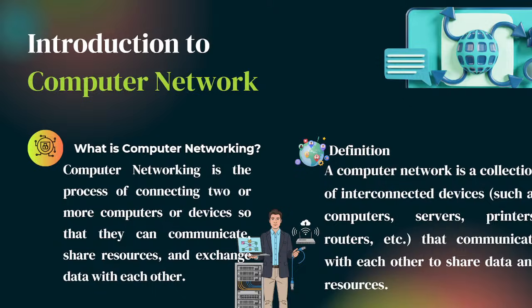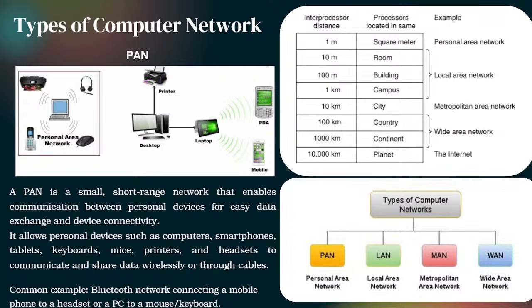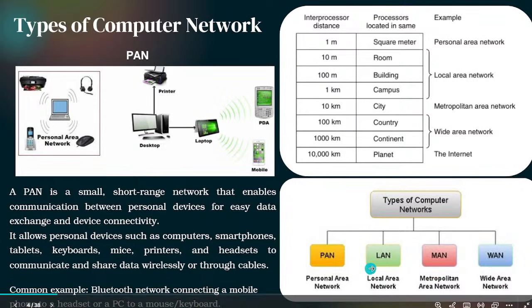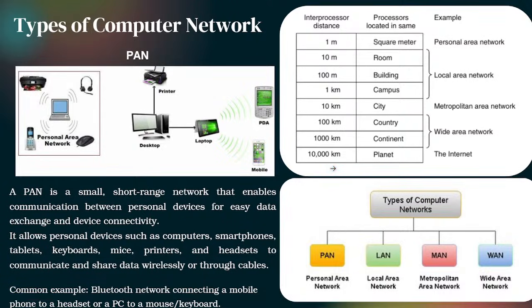Now we'll move to the next portion, that is type of computer network. So you can see that when it comes to the type, you have seen that PAN, LAN, MAN, and WAN. These we consider as majorly the types of computer network. If you search in internet, you may get so many other things also. You may get SAN, storage area network, and so many others are also there.